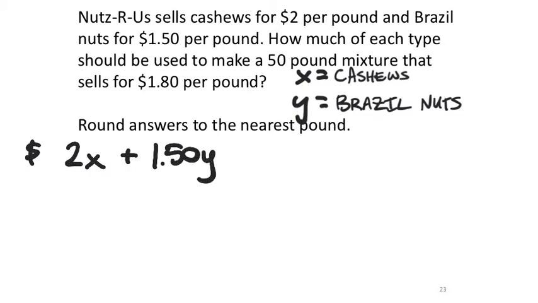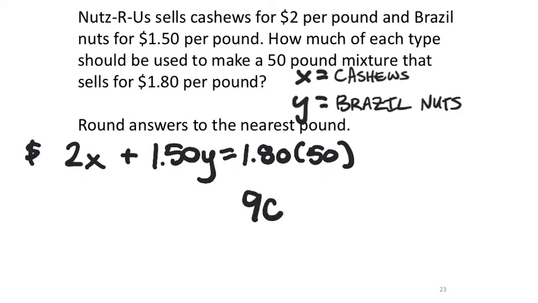If you add those together, we should get the mixed value, which is $1.80 per pound, but there's 50 pounds of it, so we do have to solve that part. In my calculator, I push 180 times the 50 pounds, and it gives me 90. So now my equation for just the money shows 2x plus 1.50y equals 90. Okay, so that's my first equation.